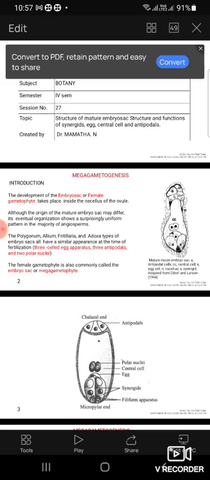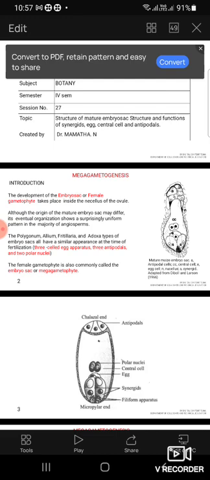The development of the embryo sac or the female gametophyte takes place inside the nucellus of the ovule. Although the origin of the mature embryo sac may differ, it eventually shows a surprisingly uniform pattern in the majority of angiosperms. The Polygonum type, Allium, Fritillaria, and Adoxa types of embryo sac all have a similar appearance at the time of fertilization.